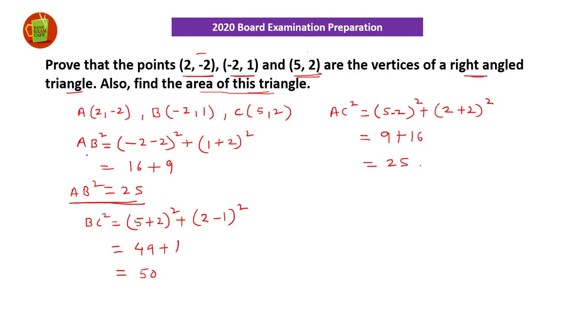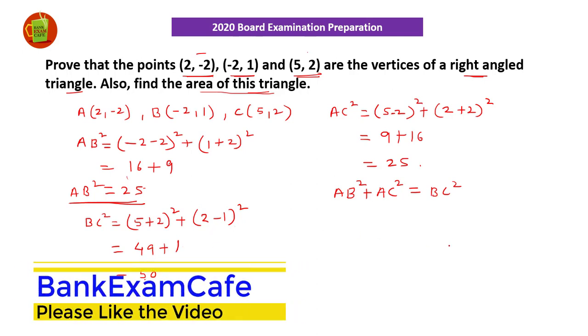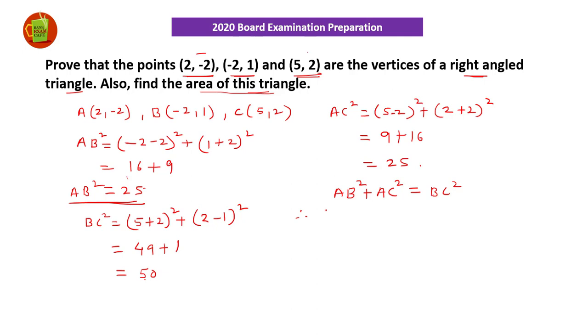Now here, if you see, AB square is 25, AC square is 25. So AB square plus AC square is equal to BC square, because 25 plus 25 is equal to 50, and since it satisfies the Pythagoras theorem, therefore the given points are the vertices of a right angled triangle. And now we will find the area of the triangle.